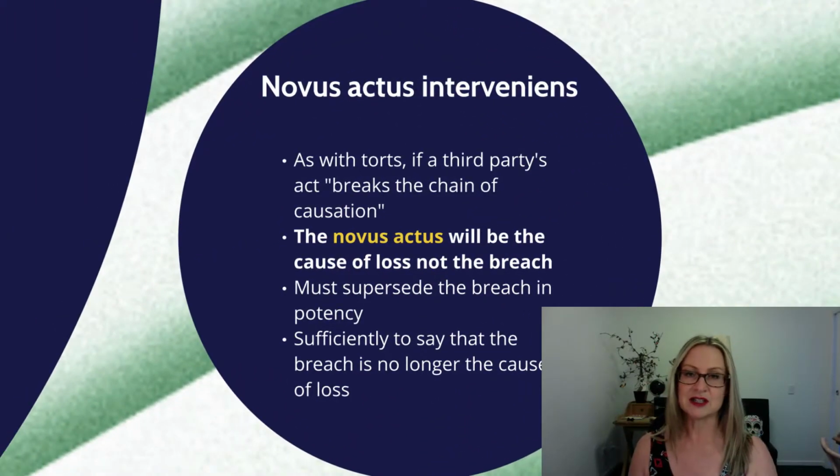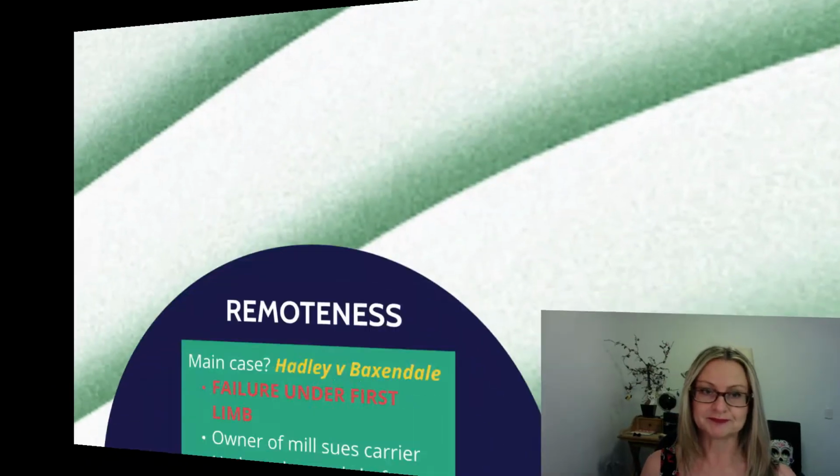It leads very nicely into a discussion of the novus actus, again, something you will have discussed in torts. But if there is a secondary event that intervenes to break the chain of causation, then that event will be deemed to be the cause of the loss, and anything else that happened prior will not be the cause of the loss. Now, that supervening event has to supersede the original breach in potency, so it has to kind of wipe it out such that it's no longer considered to be the real legally significant cause of the loss.